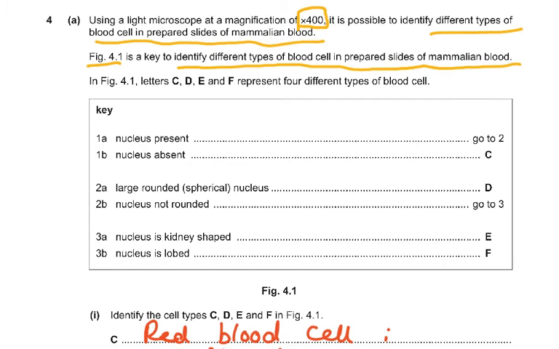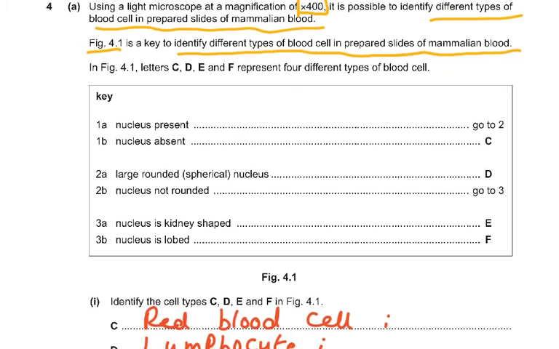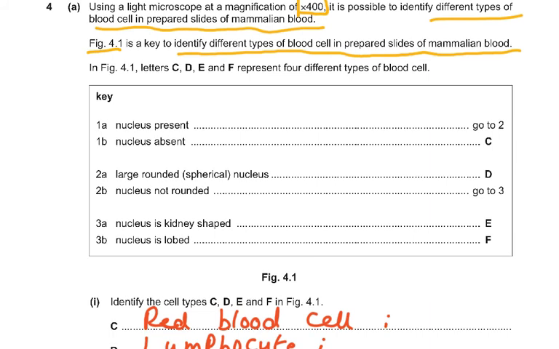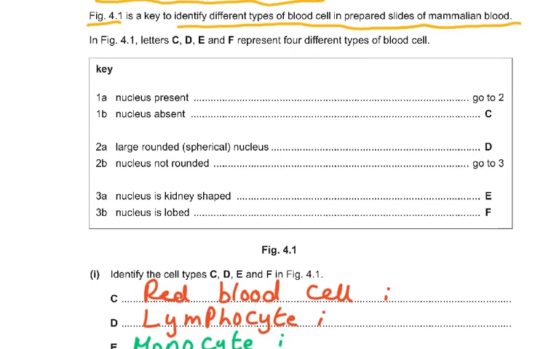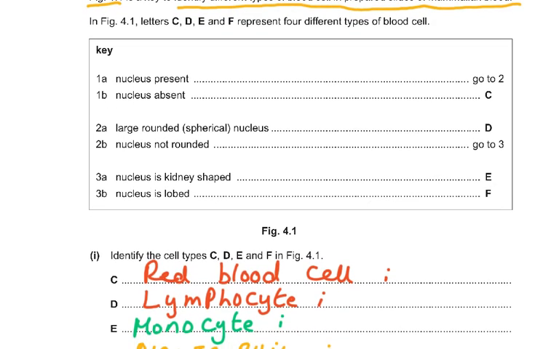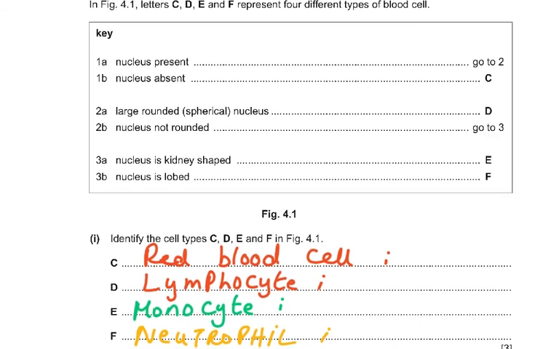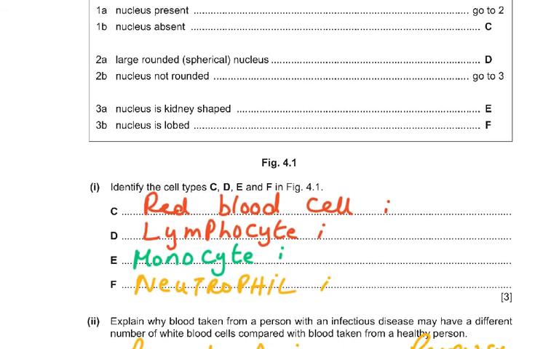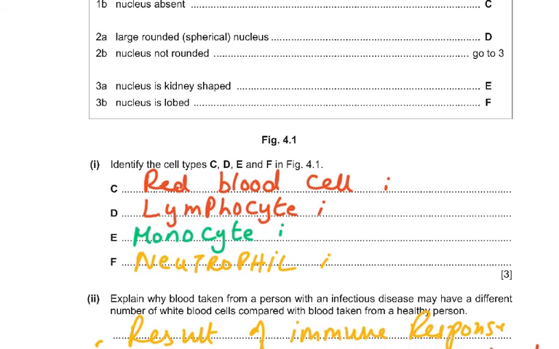So nucleus absent can only be a red blood cell. So this is what I gave you, red blood cell. Then it says nucleus present, go to 2, large round spherical nucleus. Now that is D, and D was a lymphocyte, large round spherical nucleus. And if the nucleus is not rounded, go to 3, nucleus is kidney shaped, monocyte, nucleus is lobed, neutrophil. So you had to figure out D, E, and F and C, right?